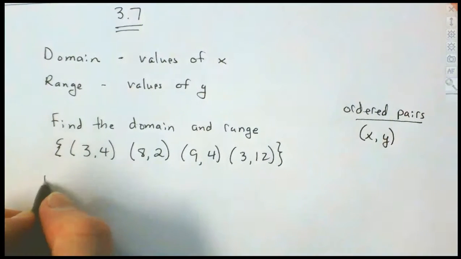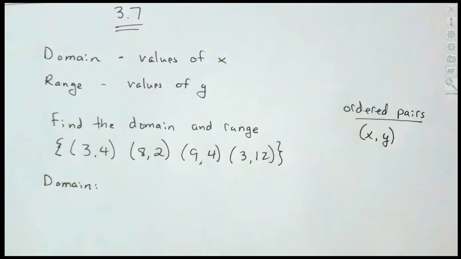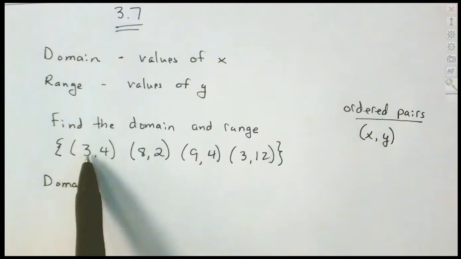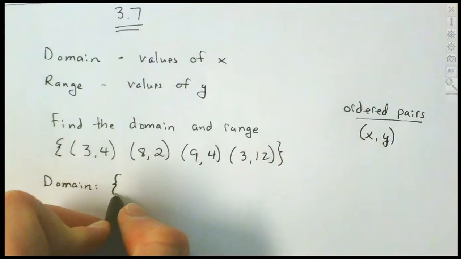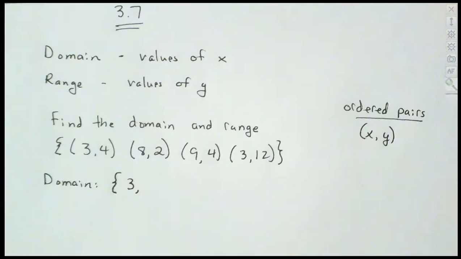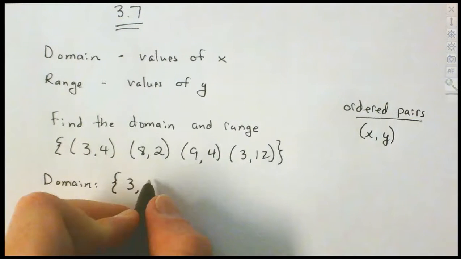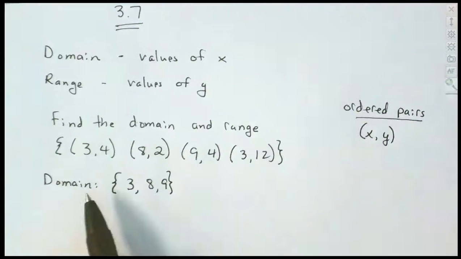So we're going to find our domain. And when we look at our domain, we're going to start with our smallest value of x. So what's our smallest value? We've got a 3, an 8, and a 9. And we use curly brackets to represent these. So our smallest value is a 3. So we start with the smallest one first. Now that 3 is duplicated, so we only need to write it one time. And then we also have an 8 and a 9 for values of x. So domain is going to be values of x.